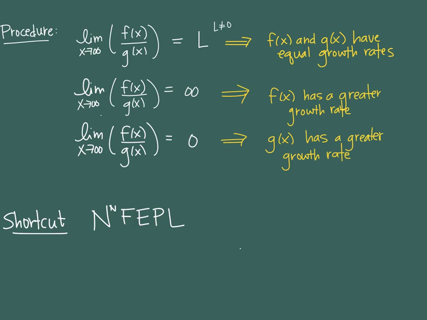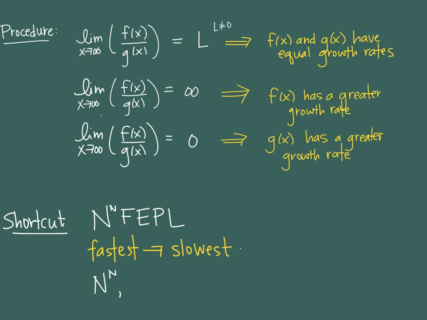That's n-F-E-P-L. N to the n, F-E-P-L. This is just a quick little acronym to help you order things going from fastest to slowest. The fastest functions are n to the n functions. That's like x to the x, or x to the x plus 3, something in the format where it has both a variable base and a variable exponent.